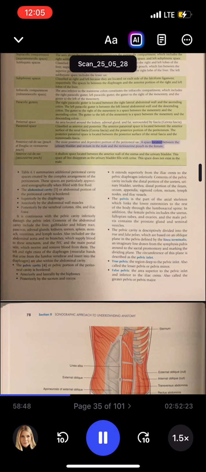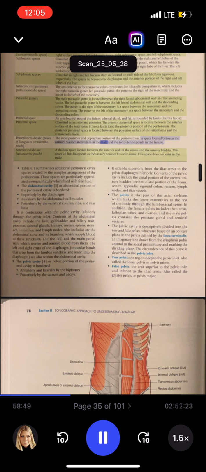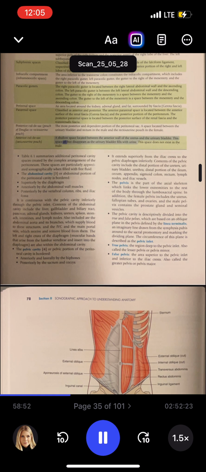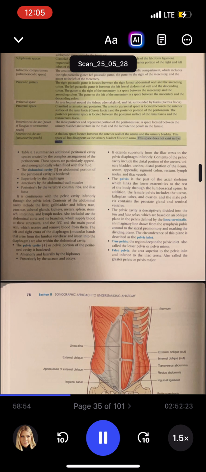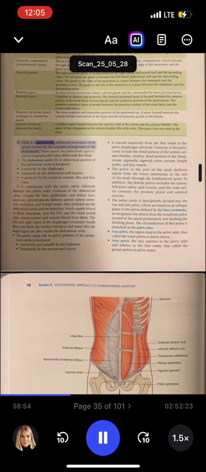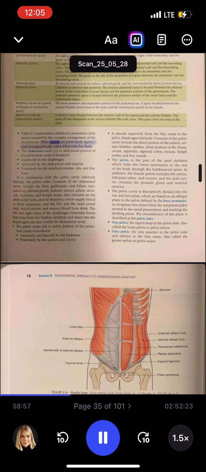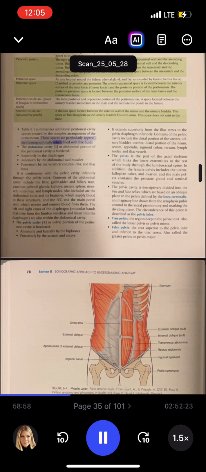The rectovesical pouch is a space located between the urinary bladder and rectum in the male, and the rectouterine pouch in the female. The vesicouterine pouch is a shallow space located between the anterior wall of the uterus and the urinary bladder. This space all but disappears as the urinary bladder fills with urine. This space does not exist in the male. Table 6.1 summarizes additional peritoneal cavity spaces created by the complex arrangement of the peritoneum. These spaces are particularly appreciated sonographically when filled with free fluid.